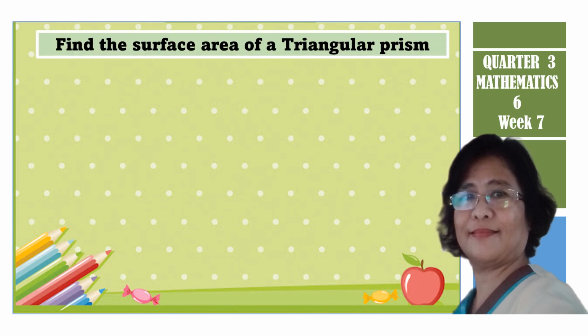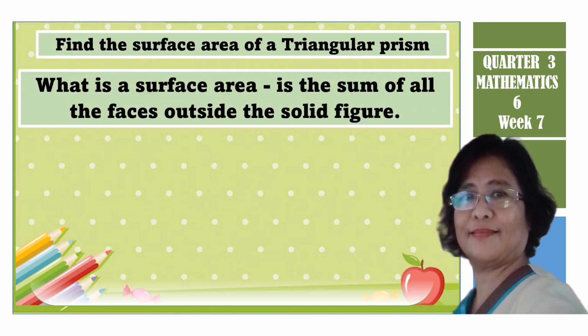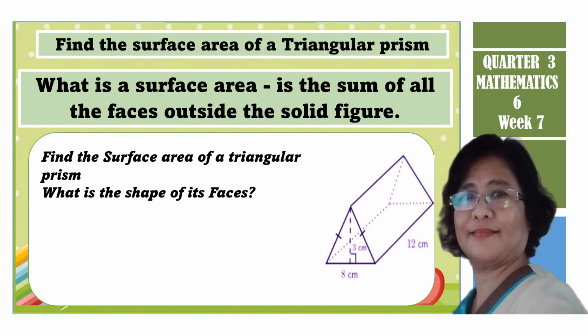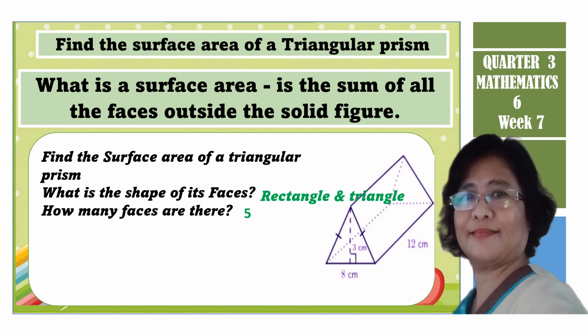Next, we have the surface area of the triangular prism. So let's find out the surface area of the triangular prism. This is the figure of the triangular prism. What are the shapes of its faces? Correct. We have the rectangle and a triangle. Then how many faces are there? We have 5 faces, 2 triangles and 3 rectangles.